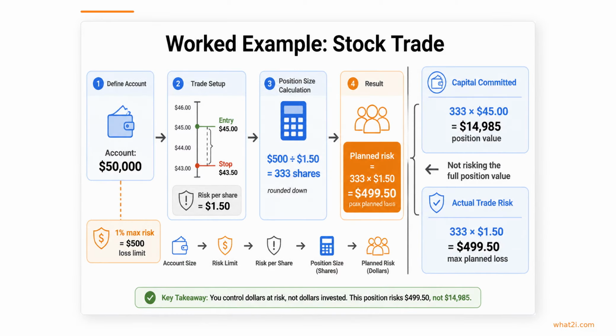A stock example makes an important distinction clear. The amount you spend on a position is not the same as the amount you're risking. In a $50,000 account risking 1%, a trade might use nearly $15,000 of capital, while the planned loss is still only about $500 because the stop is close.